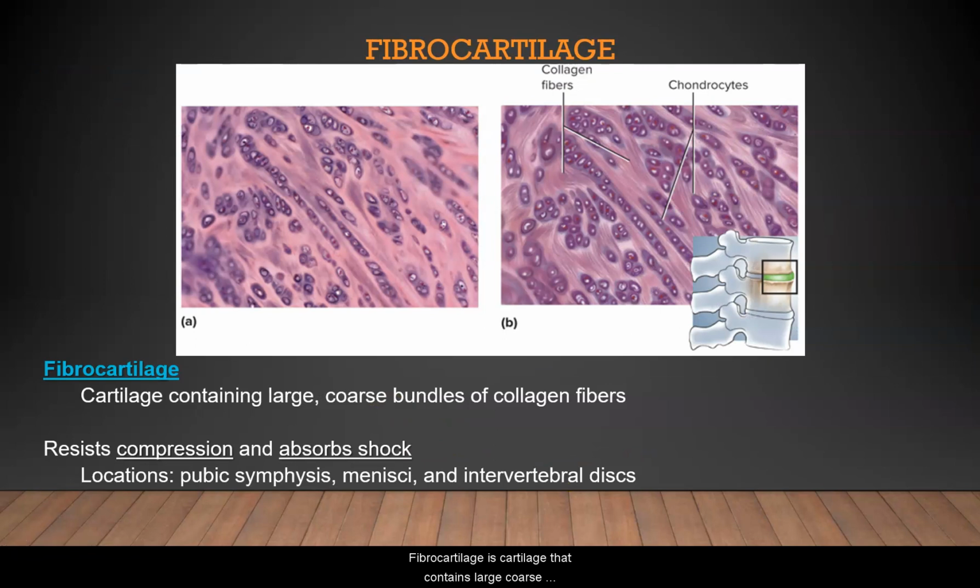Fibrocartilage is cartilage that contains large, coarse bundles of collagen fibers. What happens here is you see in the intervertebral discs that this resists compression, and it works like shocks in a car. It absorbs shocks. So locations for this: pubic symphysis, menisci, and the intervertebral discs.